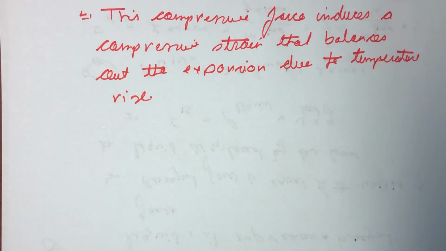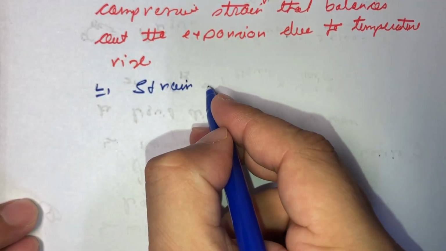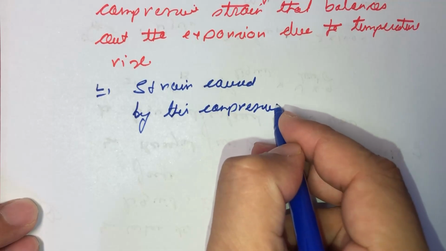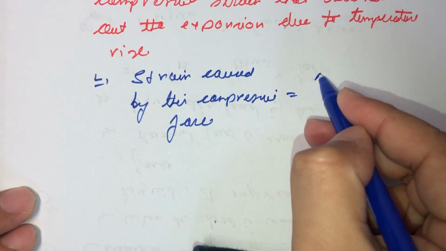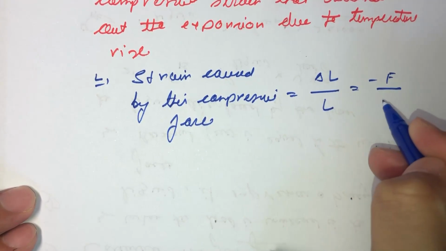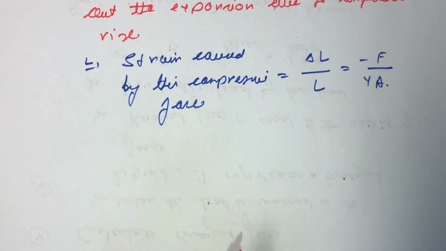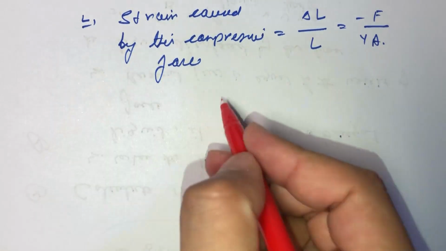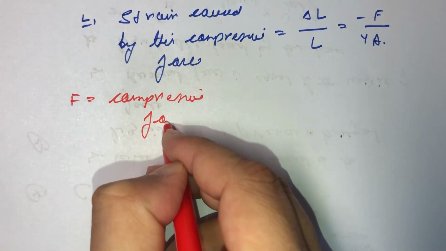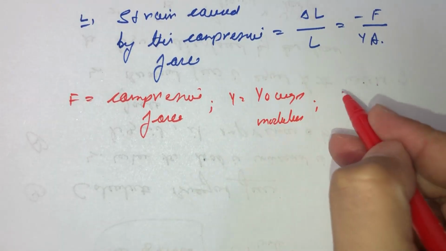So we can say that the strain caused by this compressive force will be equal to delta L divided by the original length, and this will be equal to minus F upon Y into A, where F is the compressive force, Y is the Young's modulus, and A is the cross-sectional area.